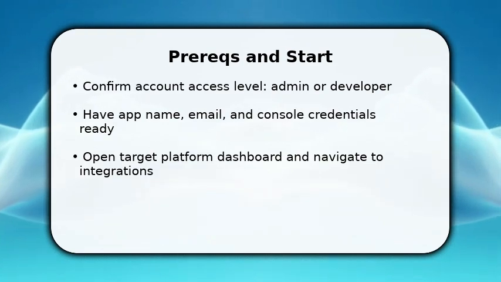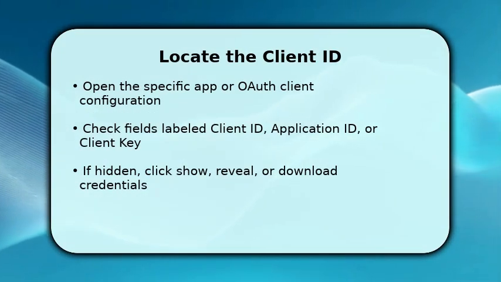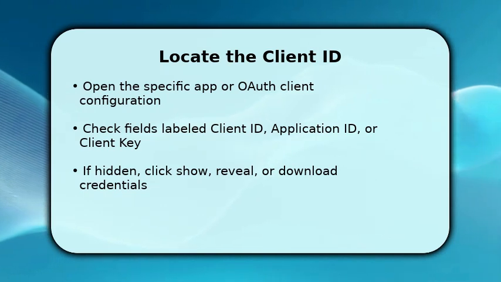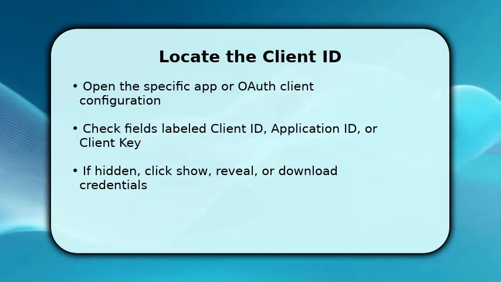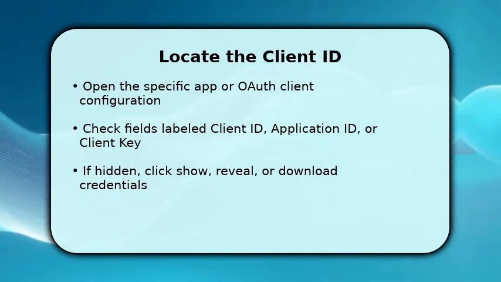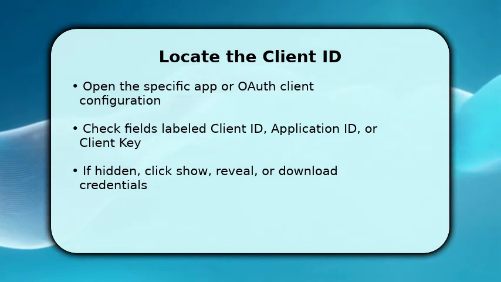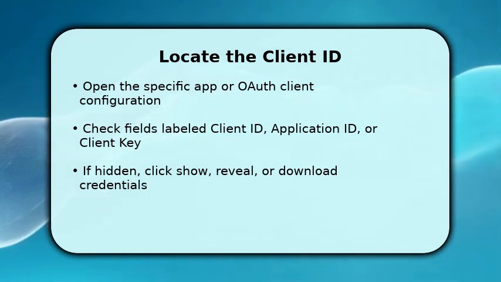Open the OAuth client or application detail page and scan for fields titled Client ID, Application ID, or Client Key. Platforms vary in labels. Make sure you expand any collapsed sections. Sometimes credentials are under advanced settings. If the value is obscured, use the show or reveal control or export/download the credentials JSON.